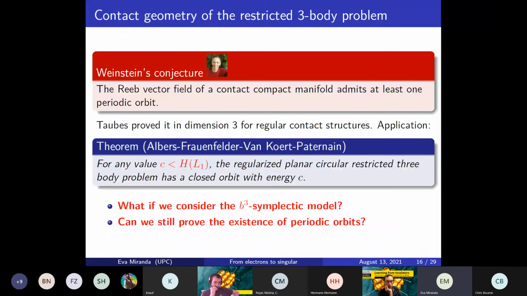And then a nice application they find of the Weinstein conjecture is to prove that for any value of the energy that is below the first Lagrange point, the problem, which is not exactly the initial restricted three-body problem, but the regularized planar circular restricted three-body problem, because they use Kepler's regularization, has a closed orbit with energy C. That's what they prove.